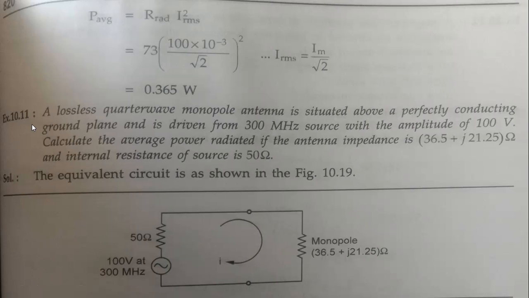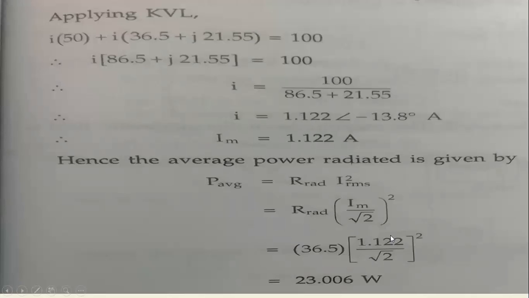Looking at the figure given in the numerical, there is a resistance of 50 ohm with a source of 100 volts at a frequency of 300 megahertz, with a monopole. The impedance of that monopole antenna is given in the rectangular form, that is 36.5 plus j21.25 ohm. So how can we simplify this? By looking at the figure, we can apply the loop and find how the current will flow after applying the source, that is the closed loop current.